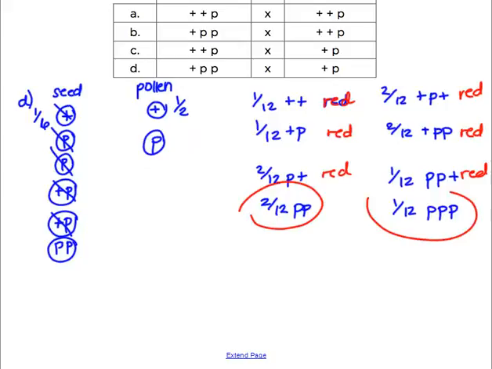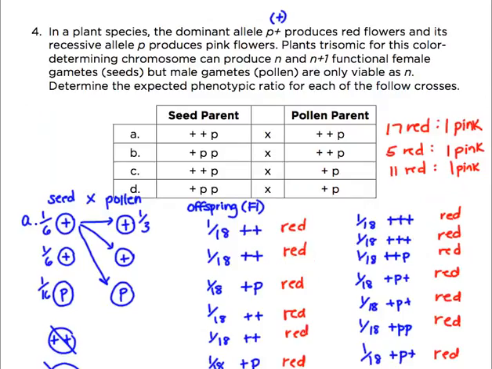So here you're going to have 3 pink. So you have 2, 3, 4, 5, 6, 7, 8, 9, 9 red to 3 pink, which you can simplify down, divided by 3, to 3 red, 1 pink. Okay, so you have these answers to the right for each of the crosses, and you can see when aneuploidy comes into play, you get a wide variety of offspring phenotypic ratios.